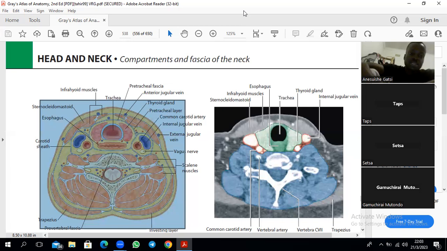Then this investing layer of deep cervical fascia encloses two salivary glands. The two salivary glands that it encloses are, number one, the submandibular salivary gland, which produces the most saliva, by the way. Then it also encloses what we call the parotid salivary gland, which is the largest gland, though it doesn't produce the most saliva.